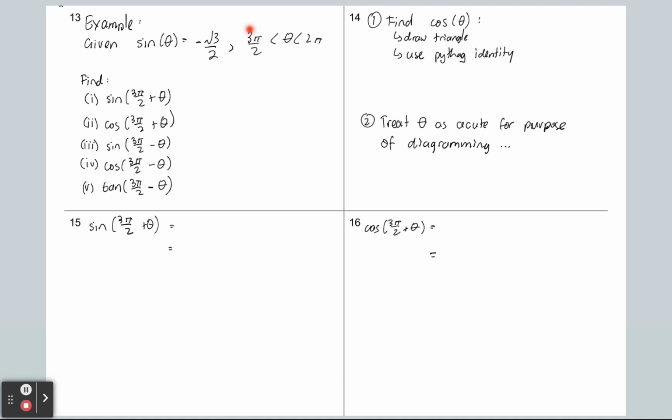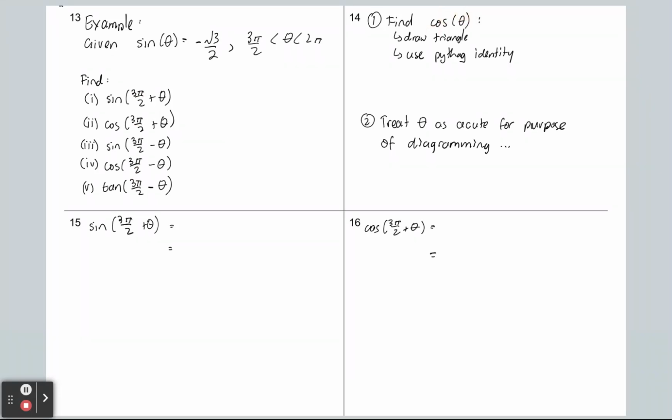And yes, sure enough, when I look at the domain itself, I can see that theta is between 3 pi on 2 and 2 pi. So it is in the 4th quadrant. And we've got 5 things we need to find, all of them either adding or taking theta away from 3 pi on 2. So it's definitely about taking it away from a y-axis. My steps are as follows.